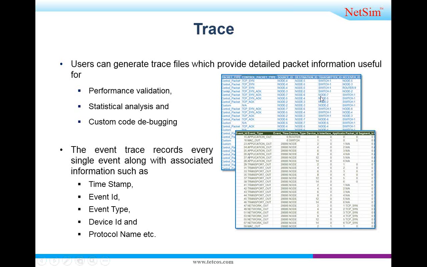The blue one is the packet trace, and this one is the event trace. So these are some packet information, and this has the event information. Event trace records every single event that is associated with the information, such as timestamp, event ID, event type, device ID, and protocol name. So this will give you the information of packets and events performing in the network.